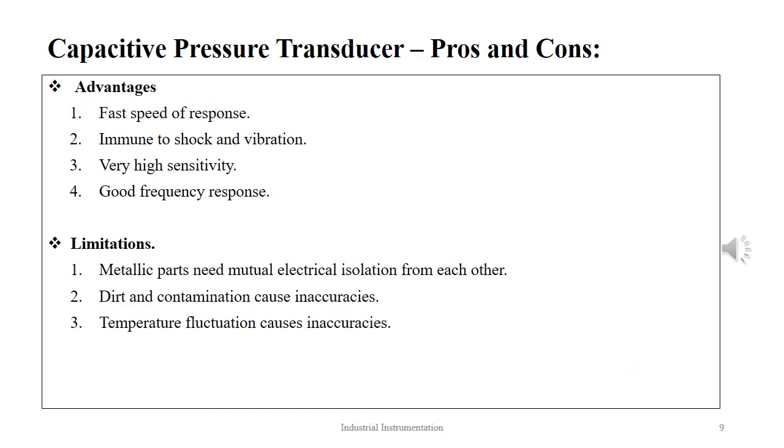The advantages of the capacitive pressure transducer are that it gives rapid response to pressure changes, it can withstand severe shock and vibration, it is extremely sensitive and can detect very small pressure changes, and it has a very good frequency response. The limitations of the capacitive pressure transducer are that it consists of metallic parts and they need mutual isolation from each other. Dirt and contamination severely affects the output results. Temperature compensation is required, otherwise temperature fluctuations cause severe inaccuracies.